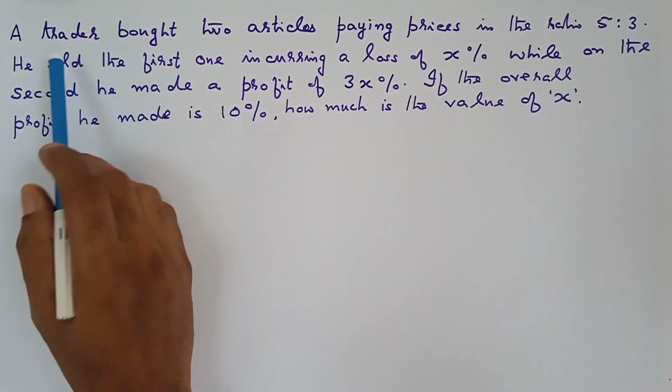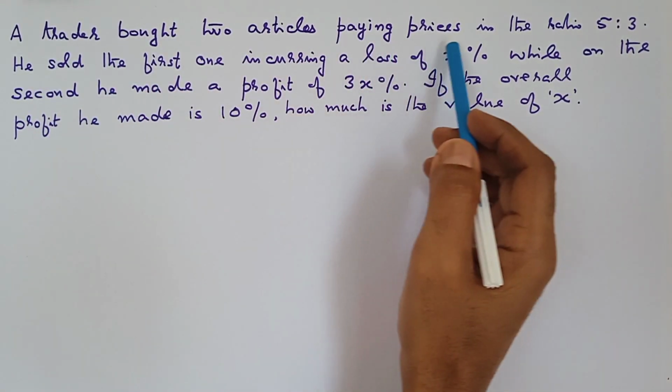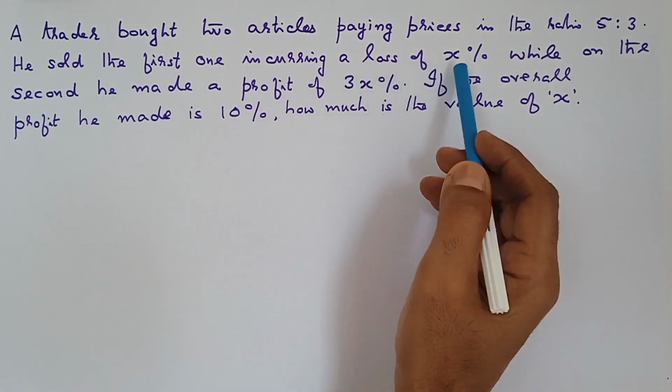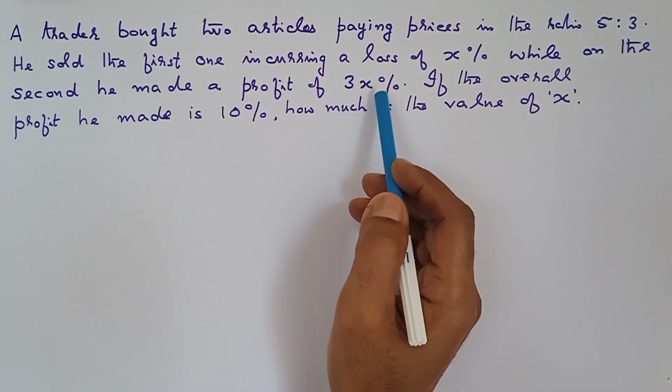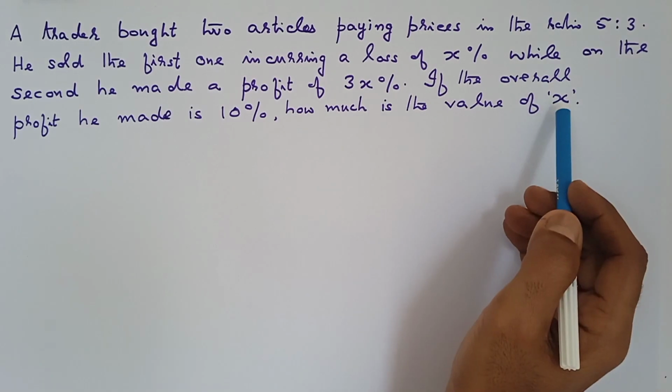The third and the last problem in today's session is this. A trader bought 2 articles paying prices in the ratio 5:3. He sold the first one incurring a loss of X%, while on the second he made a profit of 3X%. If the overall profit he made is 10%, how much is the value of X?